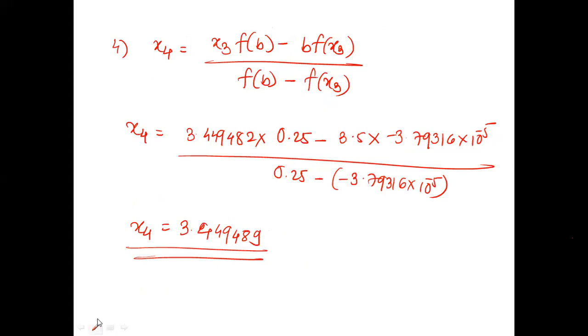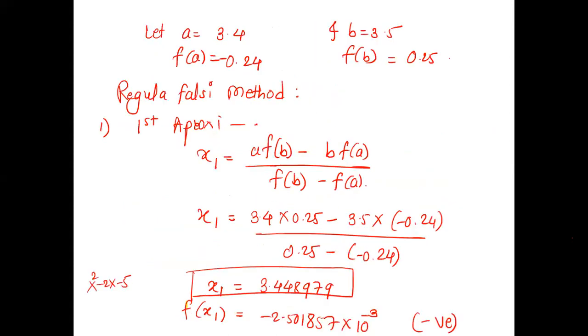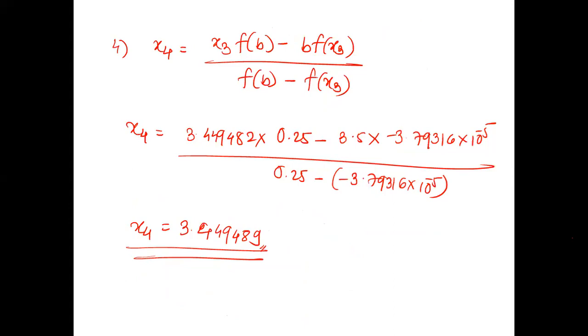If they have asked you correct up to 6 decimals, then up to 6 decimals here it was 9, and here the digit is 2. So for 6 decimals we have to go for one more iteration.